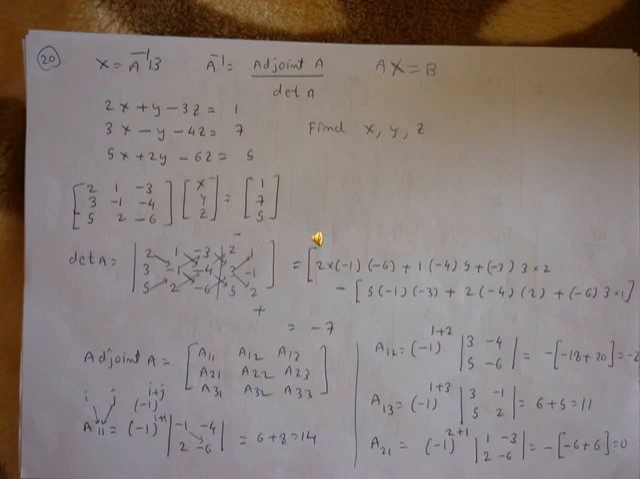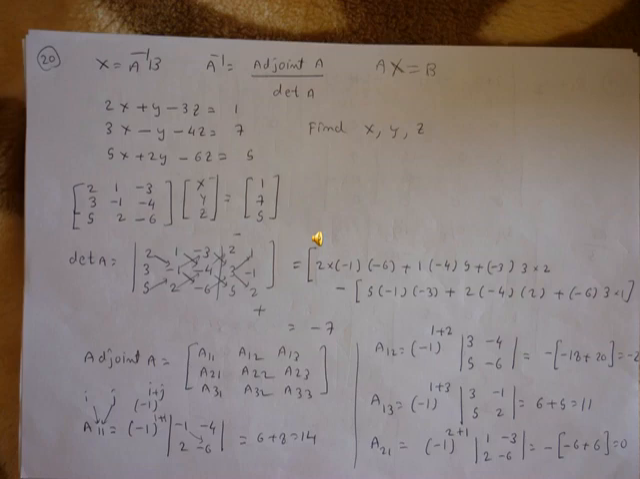And the adjoint is the matrix of the A11, A12, A13, A21, A22, A23, A31, A32, and A33. So for A11, the first subscript is I, the second one is J. So minus 1 power I plus J. So for the A11, the contents of the row and column containing the A11 are neglected, the rest are written. So the A11 value is 2. So all the row and column values included in the A11 are neglected, so you have to write down minus 1, minus 4, 2, minus 6.